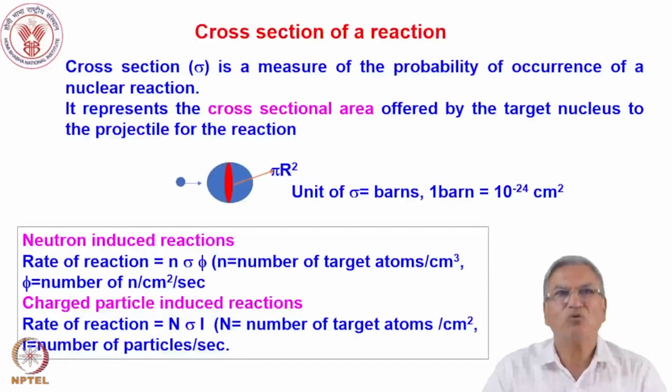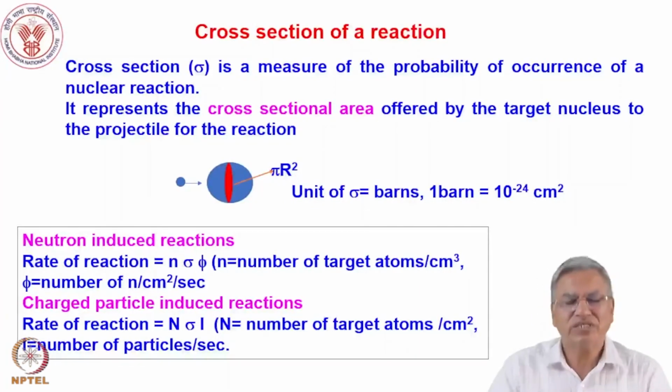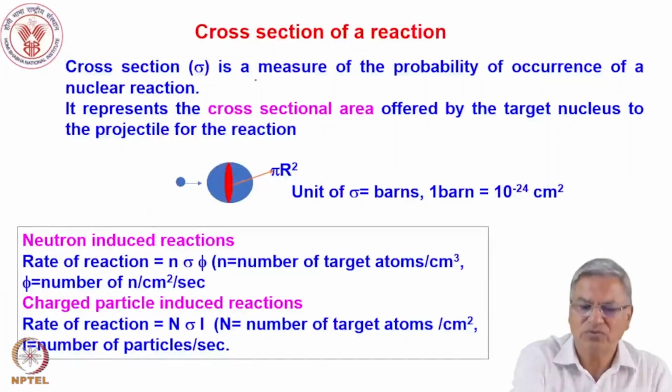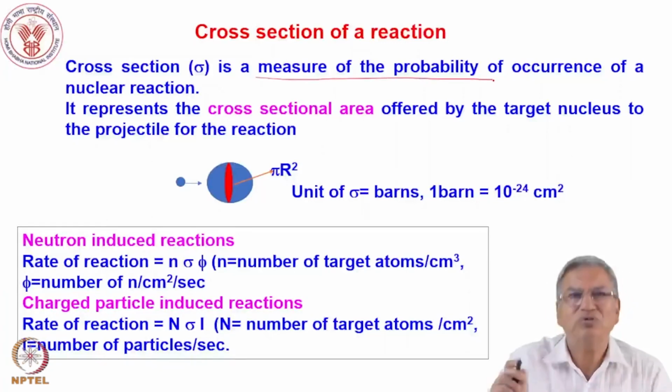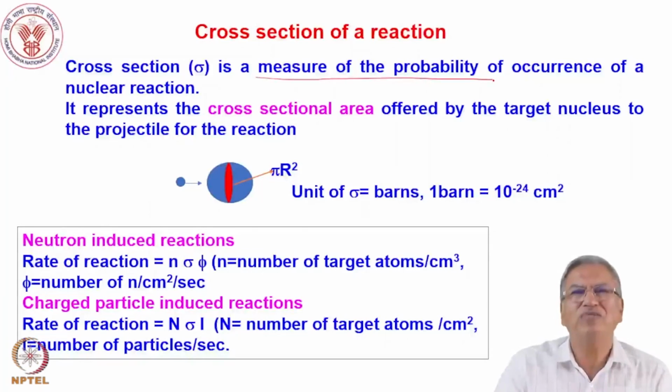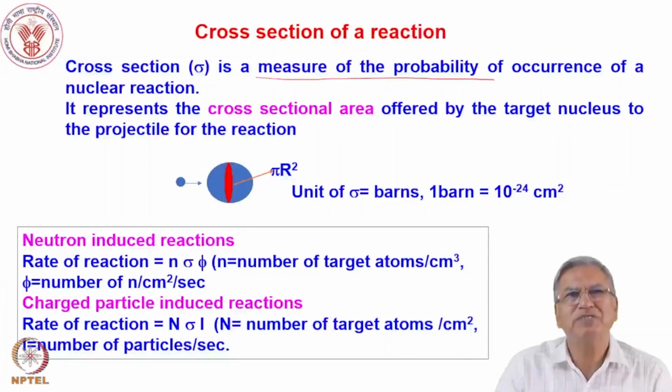So let us talk about the cross-section. The cross-section, which we denote as sigma, is a measure of the probability of occurrence of a nuclear reaction. So that is the point to note, that what is the probability of occurrence of a nuclear reaction, which we represent by sigma. Or to talk in very simple terms, it is the cross-sectional area that the target nucleus will offer to the projectile. It is a very simplistic way of telling the cross-section.